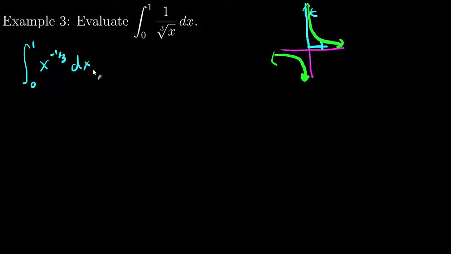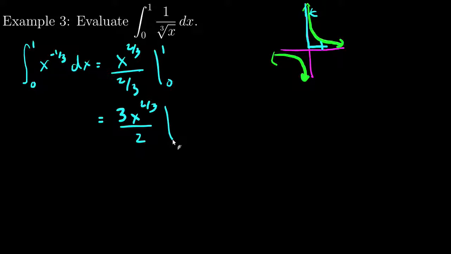The antiderivative of x to the negative 1/3, I add 1 to the negative 1/3, and I get x to the 2/3. And I divide by 2/3. And again, I'm not actually putting in a 0, I'm just approaching 0. Dividing by 2/3 is the same as multiplying by 3/2, so I have 3x to the 2/3 over 2. And when I put in 1, because I can put in 1, I get 3/2.